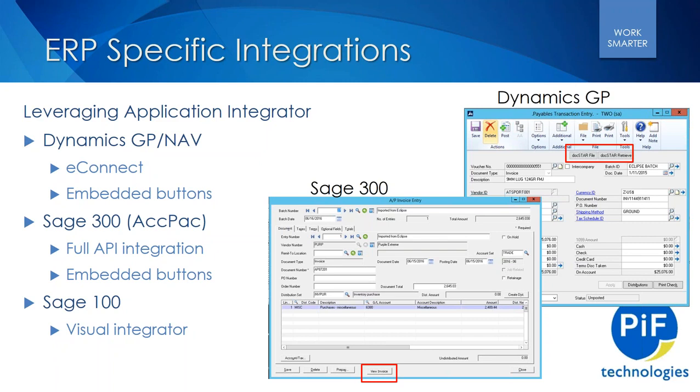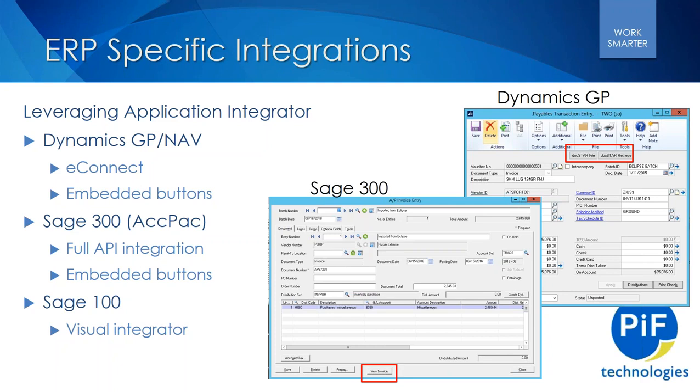So when I click on Docstar Retrieve in the top right corner there, it's going to pass the purchase order or the invoice number dynamically, and when I click the button, it's actually going to open up the invoice associated with that record. Same thing with Sage here, Sage 300 ACPAC. The ability to embed those buttons are just capabilities of Sage and Dynamics. We do also have full integration with Sage 100.